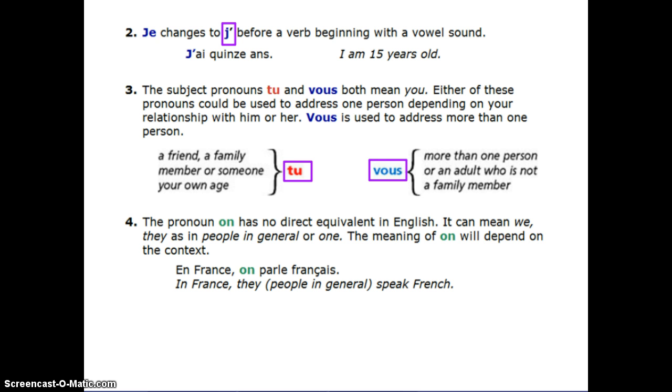In your book, they like to define it as people in general, or the word for one. So like in the example that they give you here on the screen, en France, on parle français. In France, we, in general, the people that live there speak French, or in France, they, in general, the people of France speak French. It's kind of a strange one. Just roll with the punches with it. We'll practice more, and it'll become more clear as we go on.